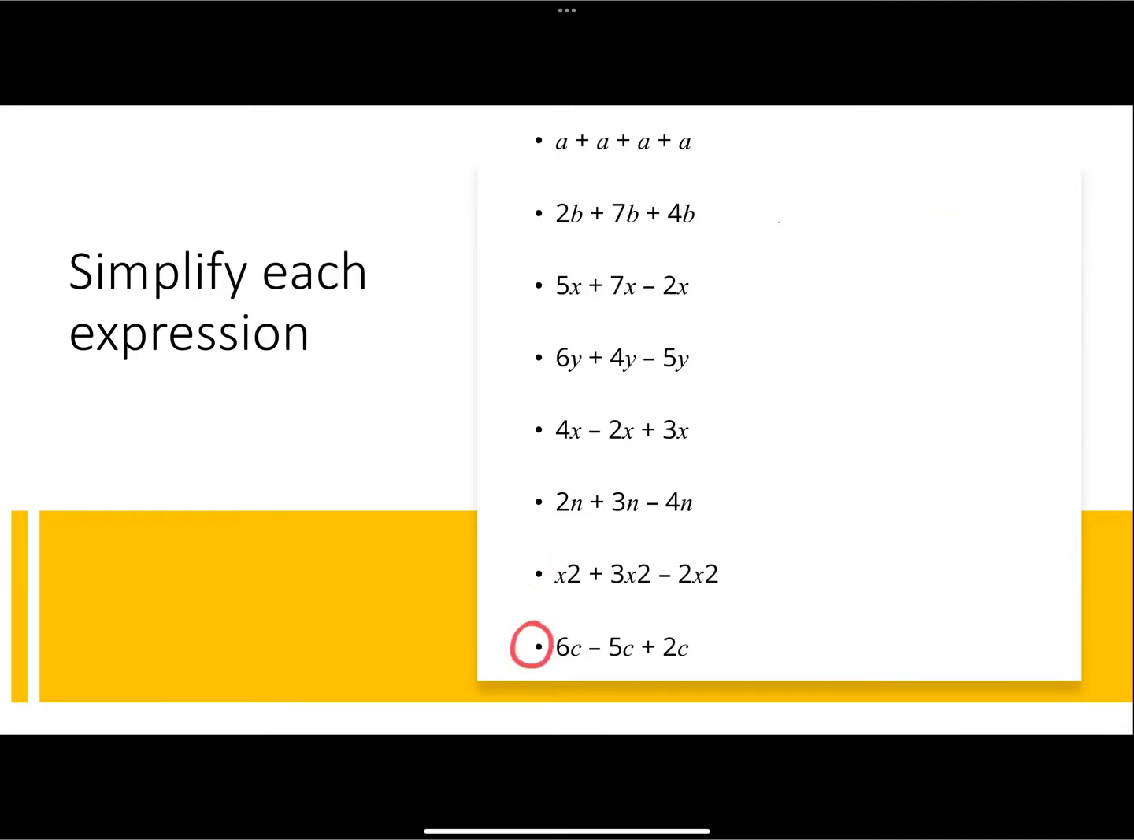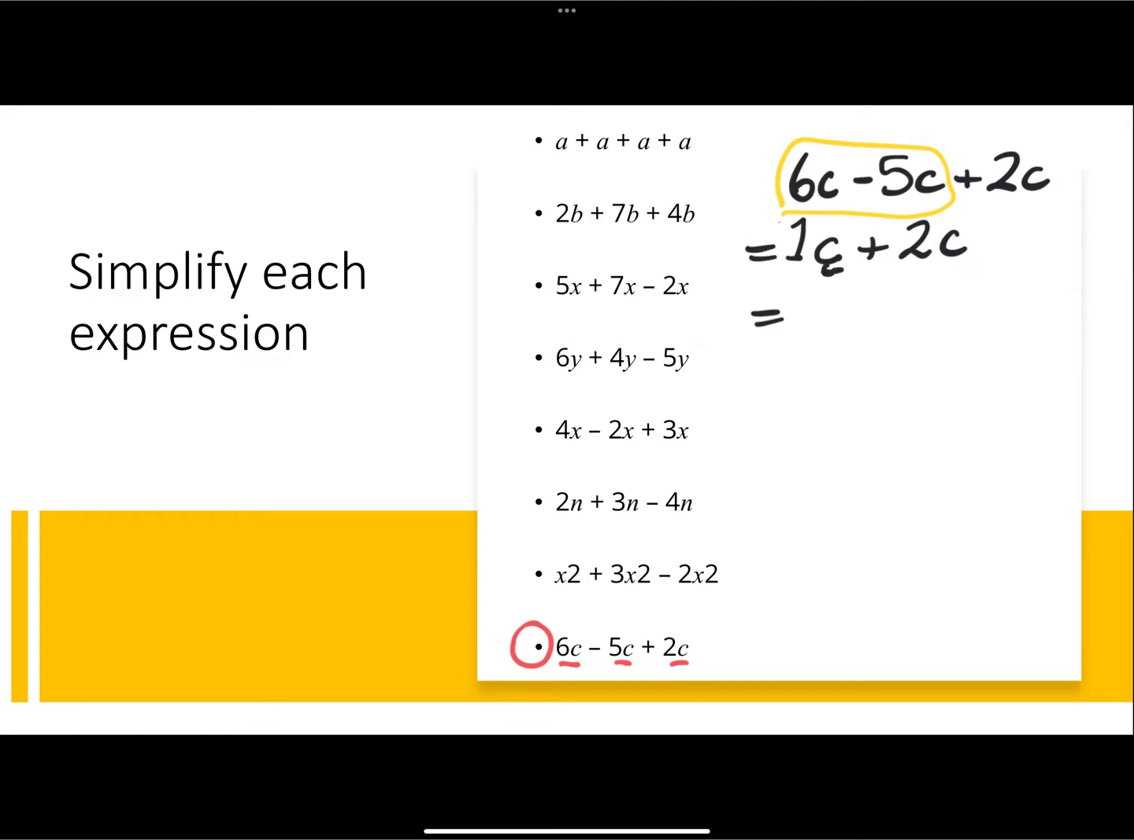Lucky last one for this list is this one here. I can see I have the same variable for each, so these can all go together. So I'm going to rewrite this as 6c take 5c plus 2c. Order of operations means I have to do this part first. 6c take 5c is c by itself. If it helps just for the time being, you can write 1c, but we're not going to write 1c very often. c plus 2c is 3c.